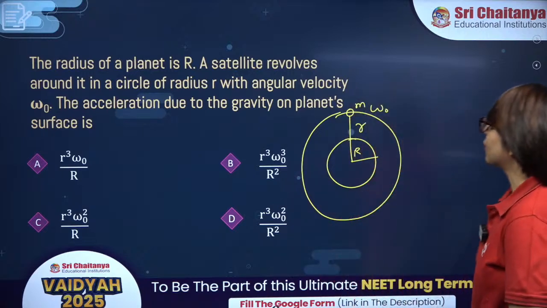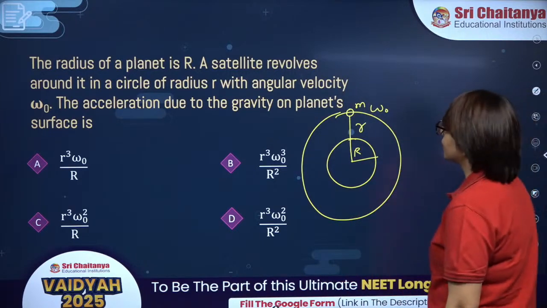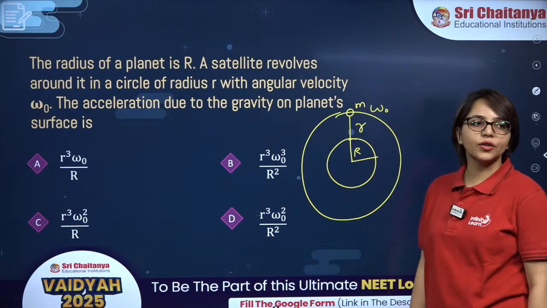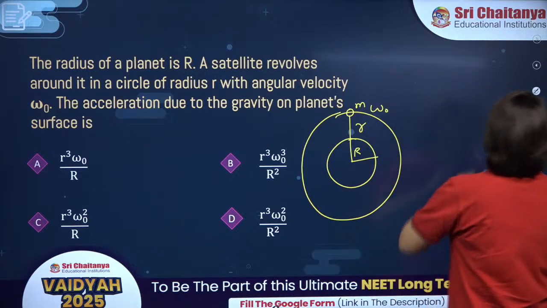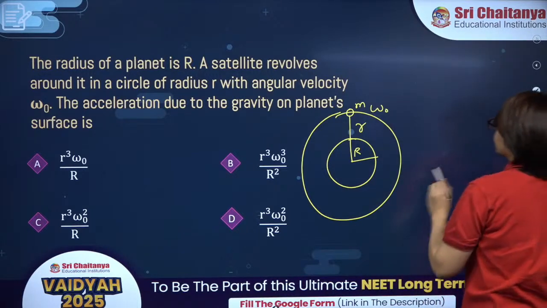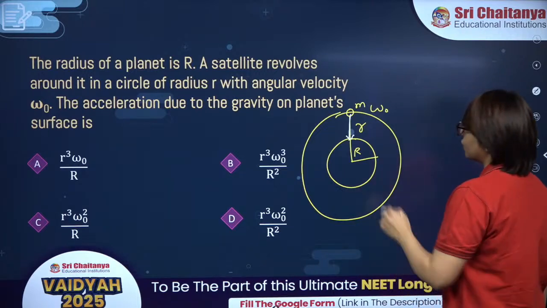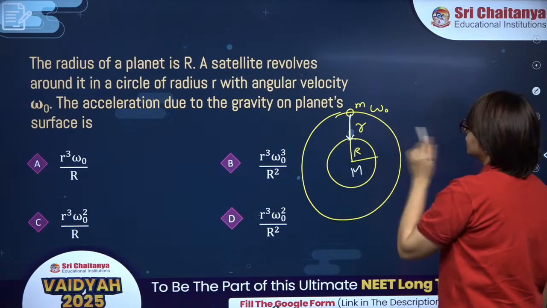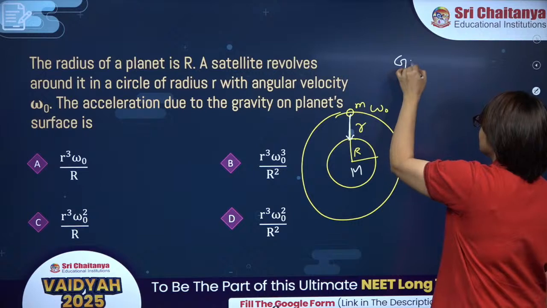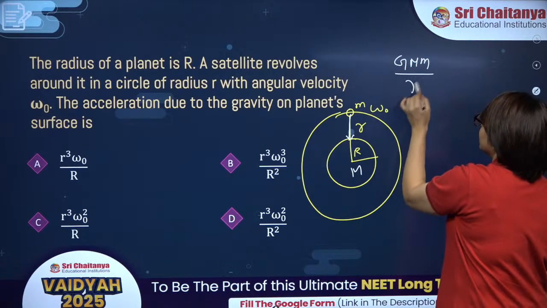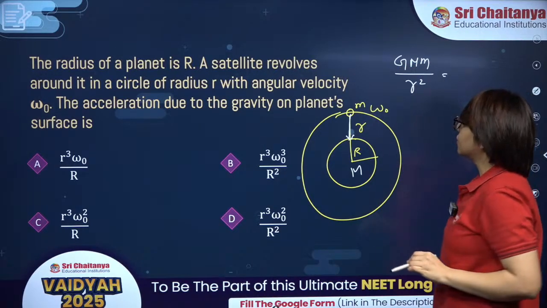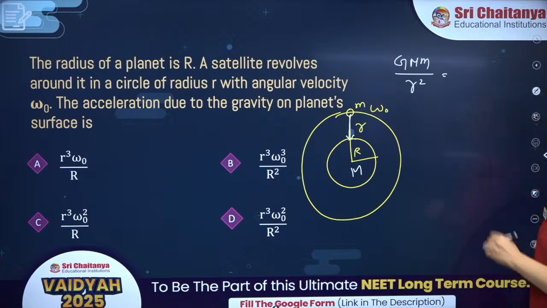The satellite is revolving around the planet in a circular path. That means someone has to provide the centripetal force, right? That centripetal force is provided by the gravitational force between the planet and the satellite, which is G m1 m2 divided by r squared, and it should be equal to m omega naught squared into r.